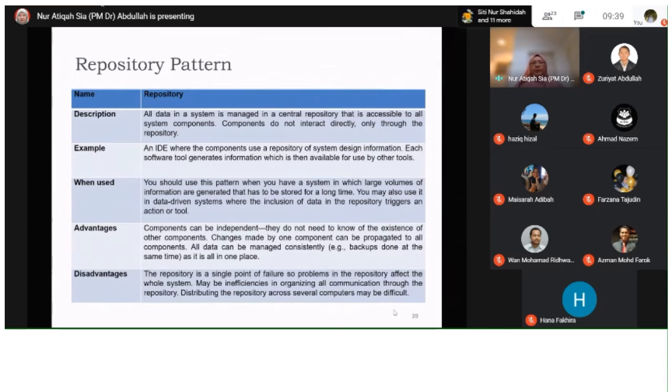Advantage, they do not need to know the existence of the other components. Ada komponen boleh wujud bila-bila masa, tak ada masalah. Data tu adalah data tu kita jaga data kita je. Bermaksud dia boleh anytime create any component to access the data, no problem. Okay, as long as you comply to the repository punya interface. You nak request data, dia ada protokol dia. Bermaksud you kena pandai untuk call dia punya interface untuk extracting the data and so on. Okay, so it actually can be managed consistently. Can ease for the backup sampai satu masa.